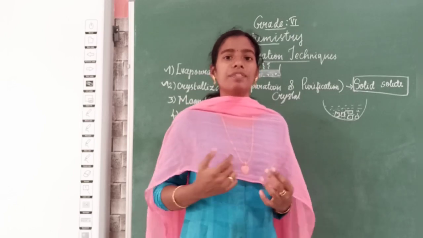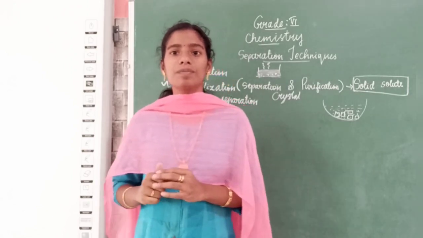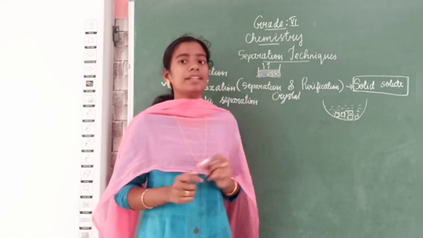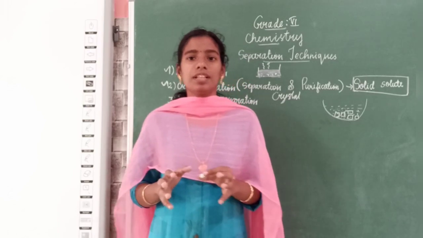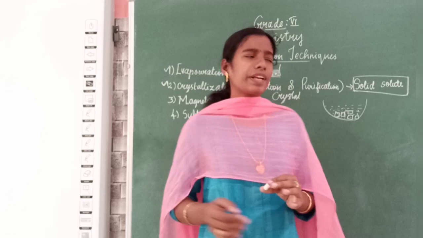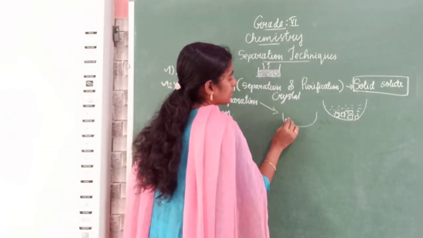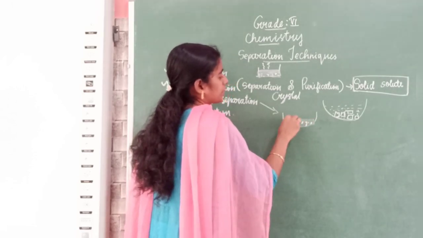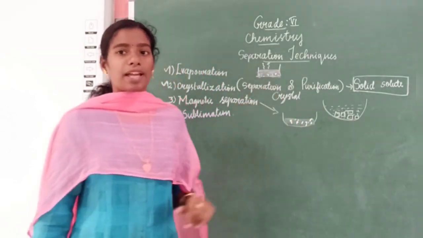Without the object you cannot. When you take this magnet and go inside a rice, whether anything will stick on that? No. So when you are choosing magnetic separation, in the mixture there should be an object which should get attracted towards the magnet. For example, you will be having sulfur powder with iron pieces. Now this iron pieces will get attracted to the magnet, right?